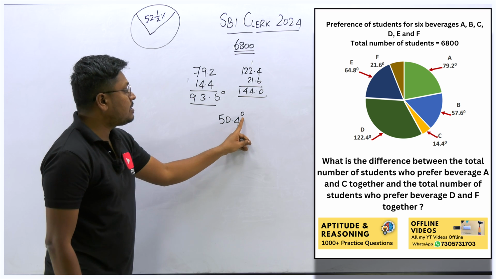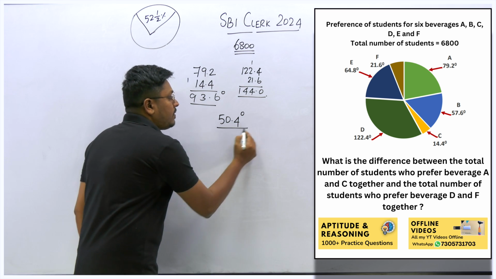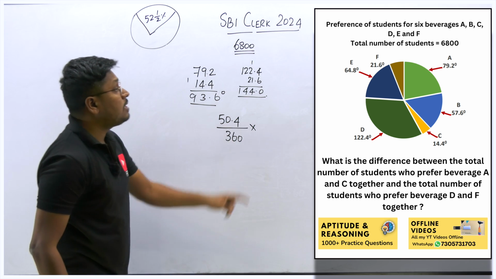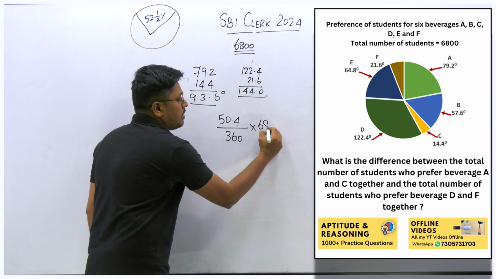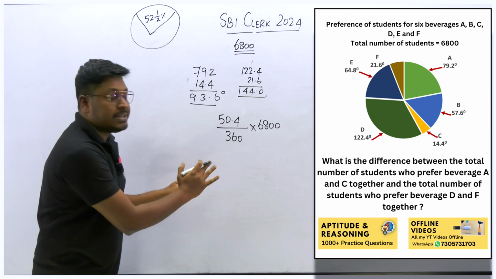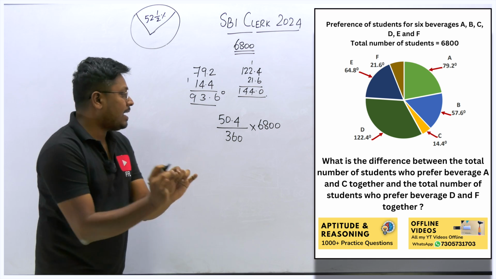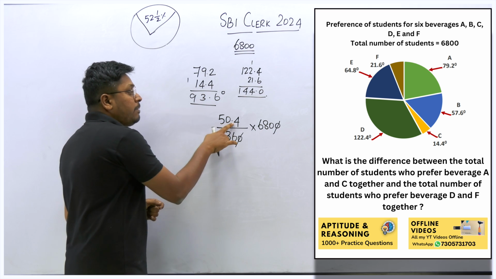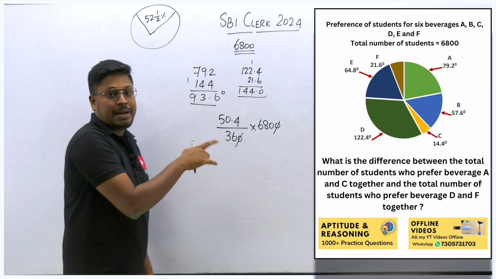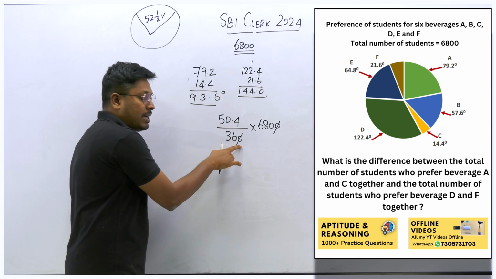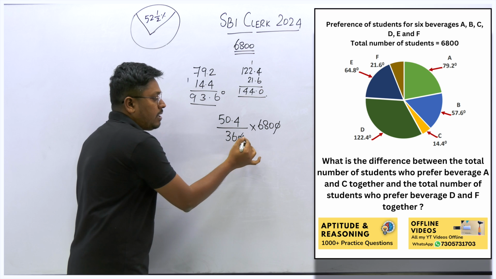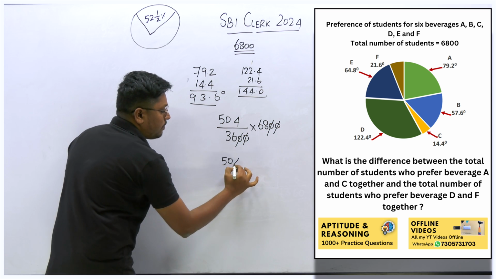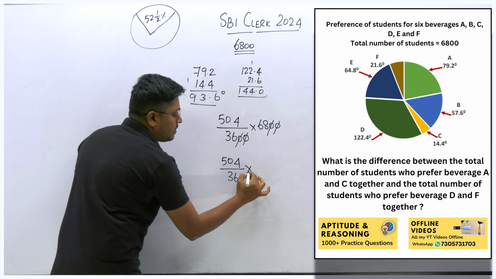In order to remove the degree, divide by 360. So 50.4 divided by 360, multiplied by the total number of students. The total number of students is 6,800. The cancellation part is also easy, just be careful here. We can cancel one 0 and one 0. 50.4 can be taken as 504 by 10. In order to remove this decimal point, multiply by 10, so you will find another 0 here. We can cancel this 0 as well as this 0. Now you can see 504 divided by 36 into 68.